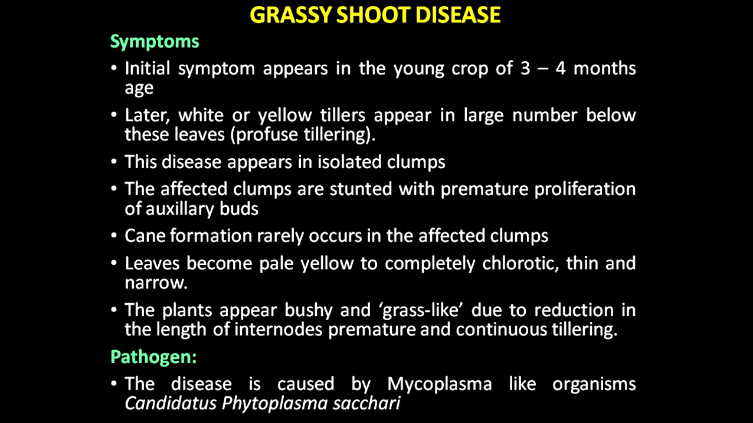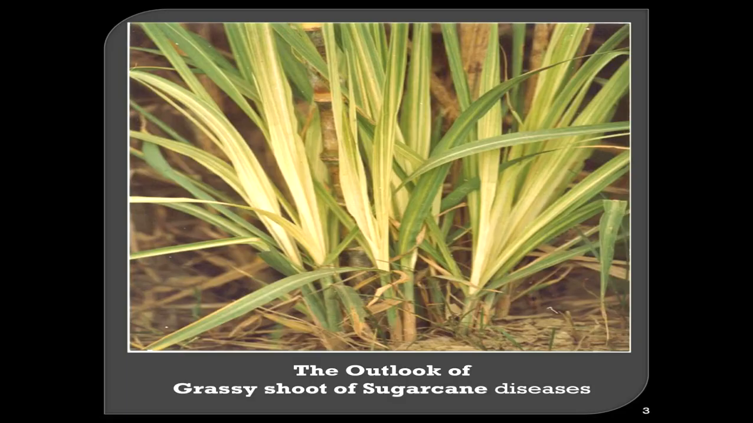So the leaves become pale yellow to completely chlorotic, thin and narrow. Chlorotic means the loss of chlorophyll. Because of the loss of chlorophyll, they will be yellow in color, thin and narrow in nature. You can see the leaves, they are narrower here.